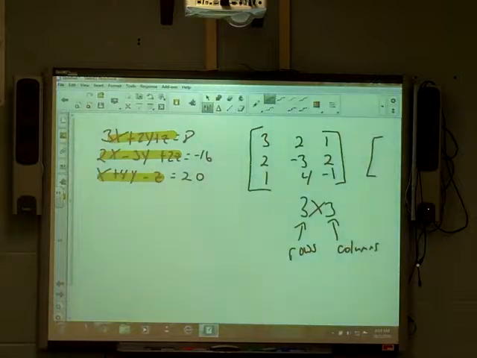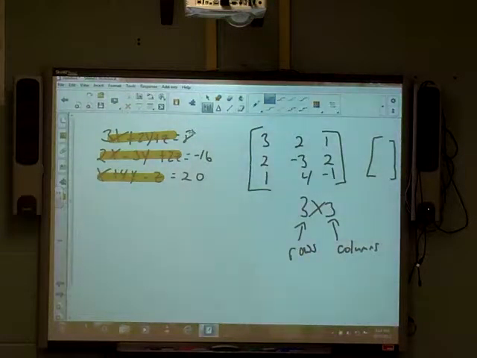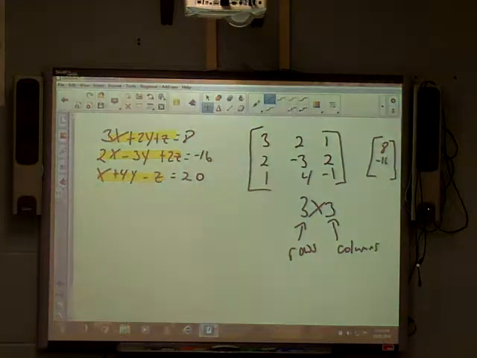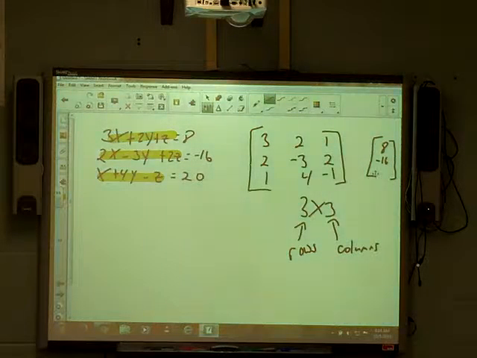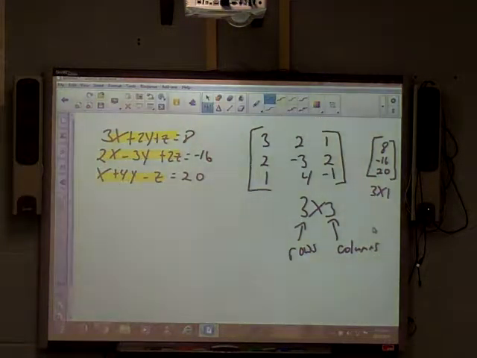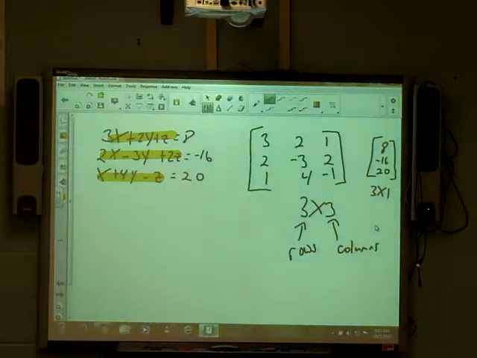Then I'm going to make a 3 by 1 matrix of what's on the right side of the equal sign. So my first row was equal to 8. My second row was equal to negative 16. And my third row is equal to 20. That's a 3 by 1 because I have 3 rows and just 1 column. And we'll need to know that 3 by 1 and 3 by 3 when we get ready to type it all in our calculator in a minute.